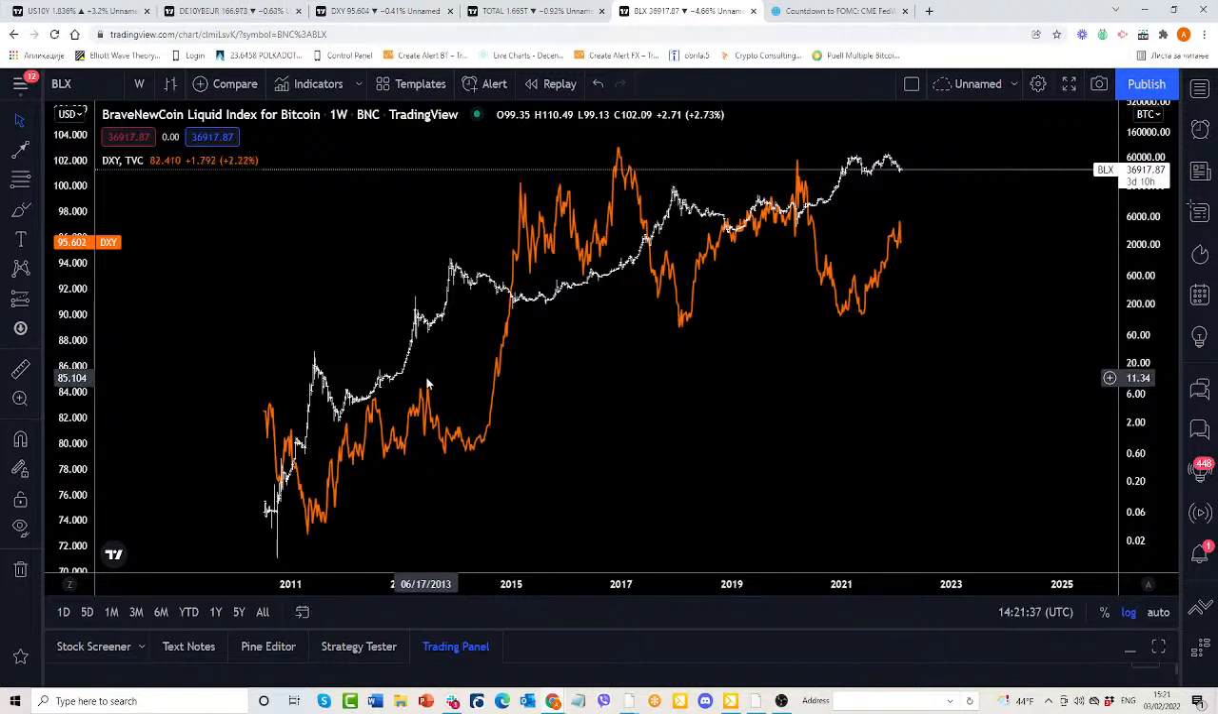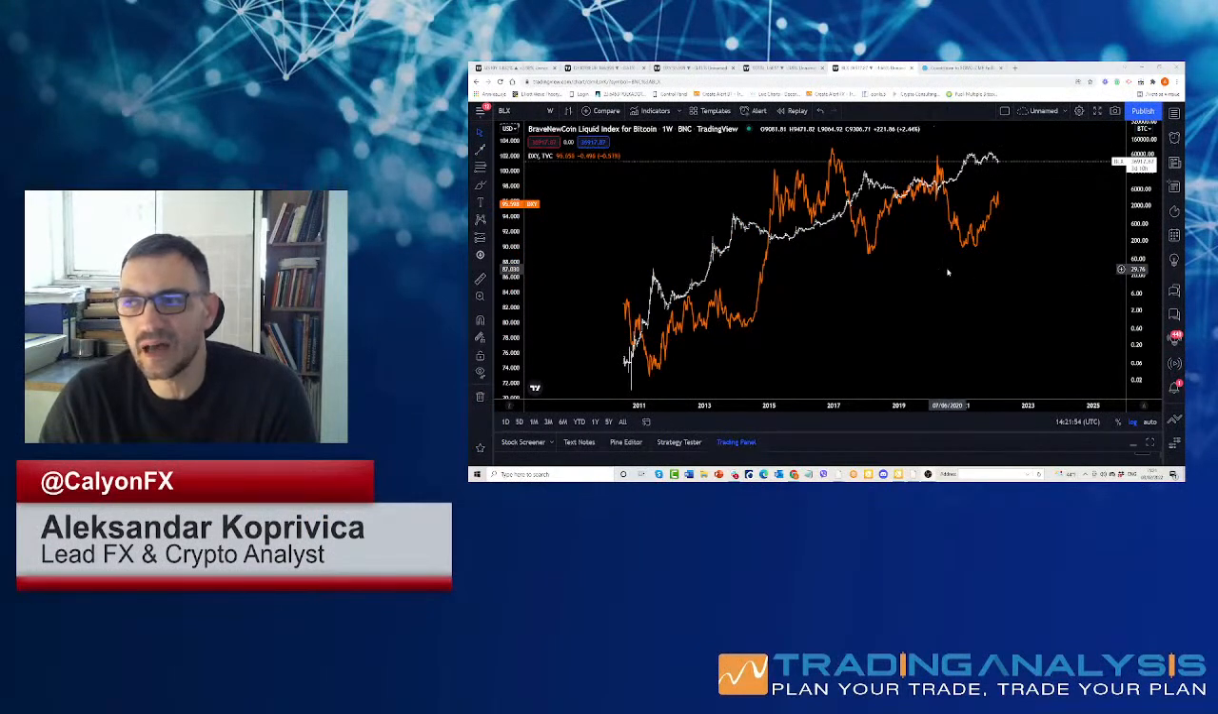We cannot look at this and think that Bitcoin will move up if the dollar moves down. It can happen, but if you look at the last 10, 11 years, this inverse correlation is actually not established, so you cannot rely on it happening with even above 60% probability.